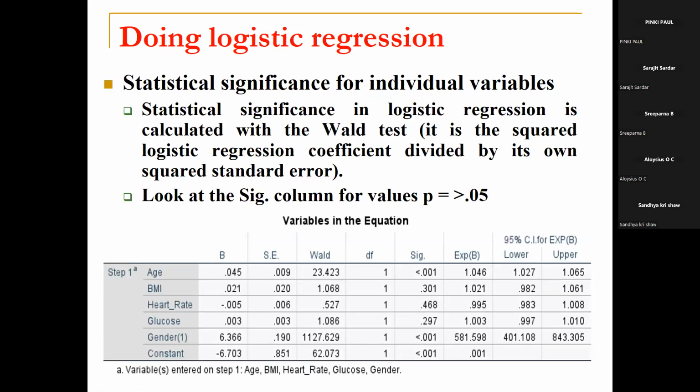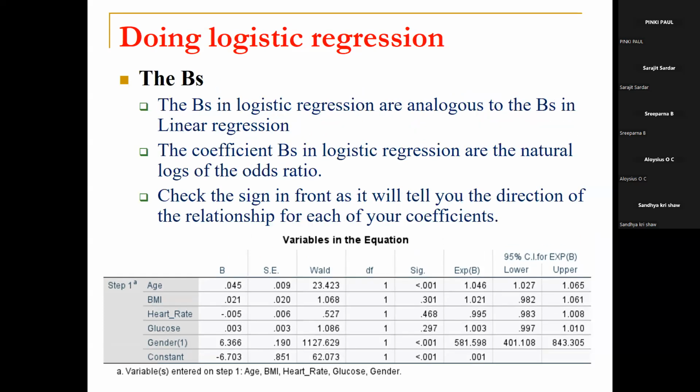Okay. So, statistical significance of an independent variable: how can you write it here? Statistical significance in logistic regression is calculated with the Wald test. It is the square of the logistic regression coefficient divided by its own standard error. So look at the significance column: where P is greater than 0.05, that means that variable does not have any impact on the dependent variable. Then B, as I told you, is the logistic regression analogue to B in linear regression. That is the coefficient of the logistic regression equation.